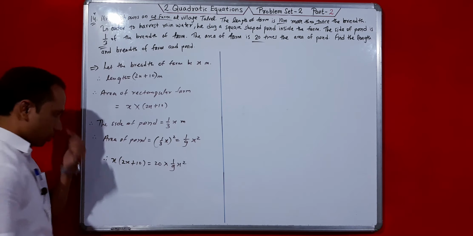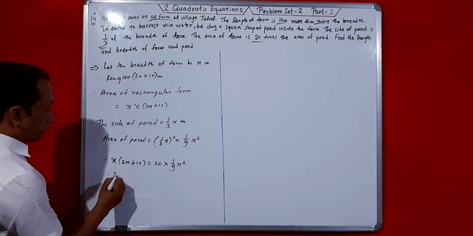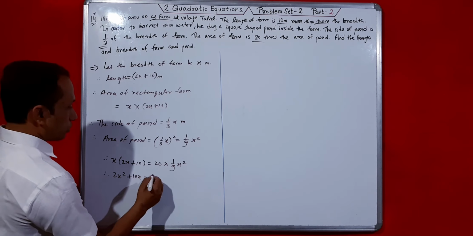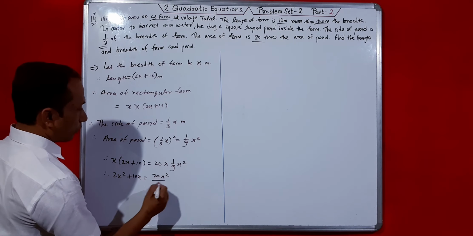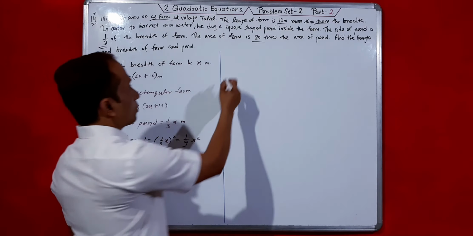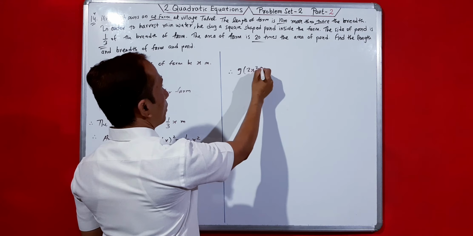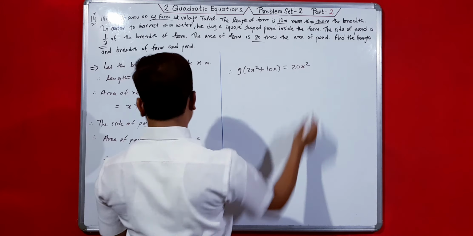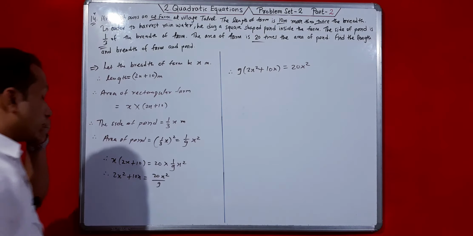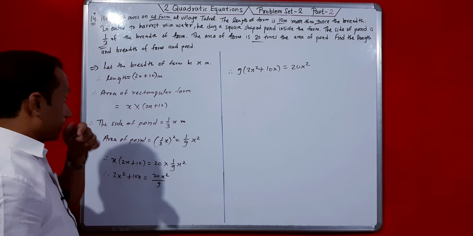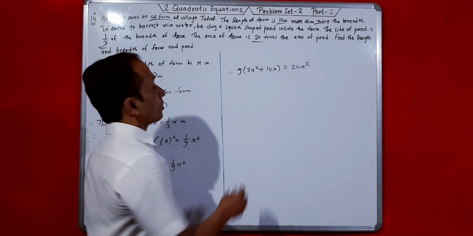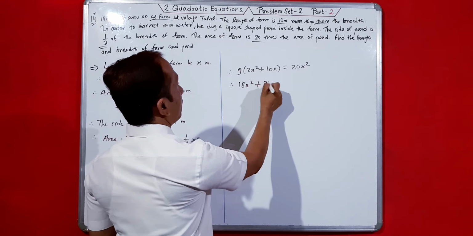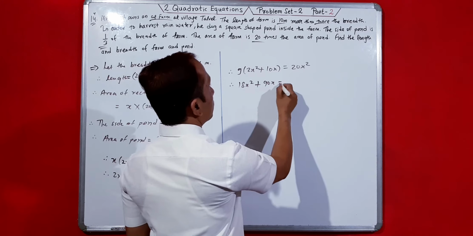We have solved this now, so now solve this. This is 2x square plus 10x. You got this. This is 9 here, so this is 20x square upon 9. The 9 we take to this side. So 9 will be here with 2x square plus 10x, and here will be 20x square. Is it correct or not? I will check it. This is the given actually. So now this will be 18x square plus 90x is equal to this 20x square.